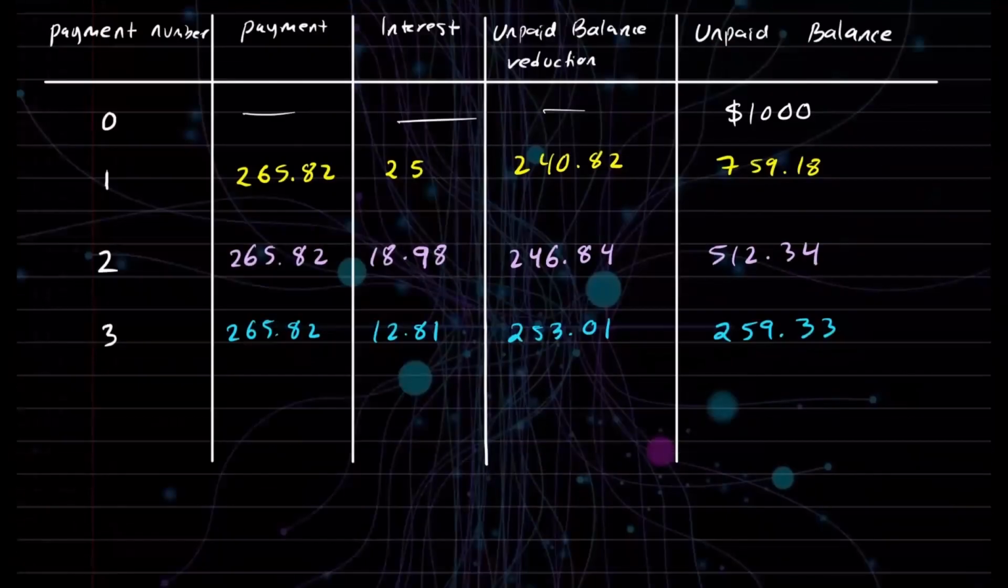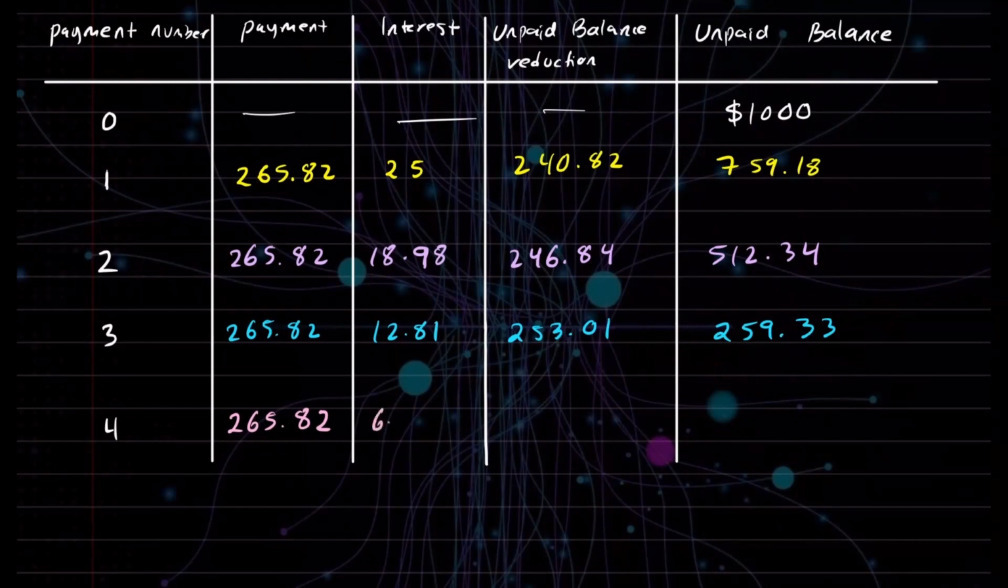And then we finish up the last row by filling in our fourth payment, the final payment. So our final payment, again, we're paying 265.82 cents. And then here the interest, again, 259.33. So we're now applying the interest to this. So times 0.025, you'll get 6.48 cents.